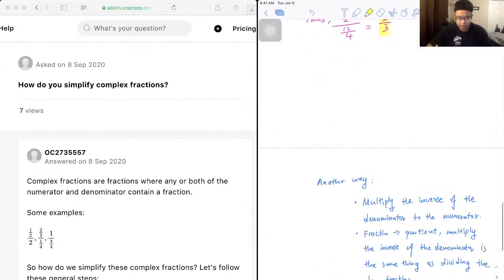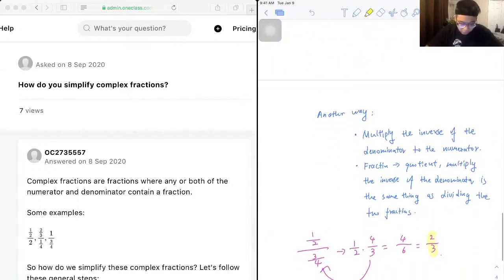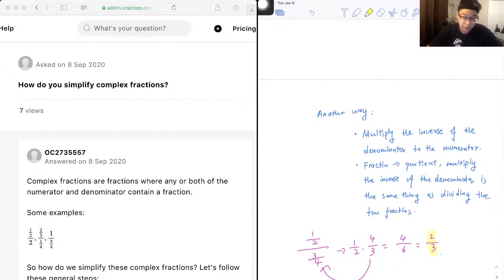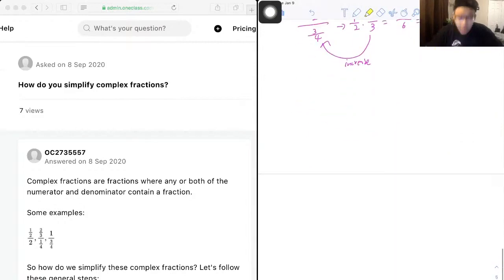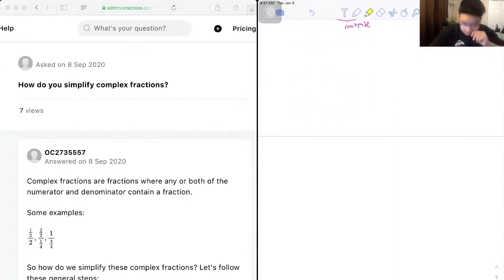So either way works. You can always use one way to solve it and use the other way to check if your answer is correct or not. Okay, so I think that's all we got for this question.